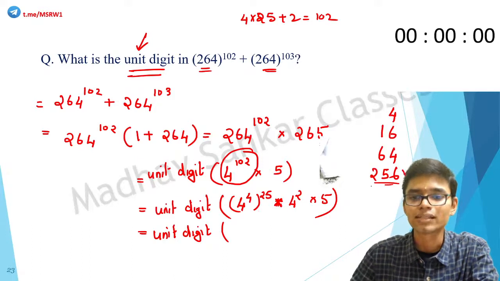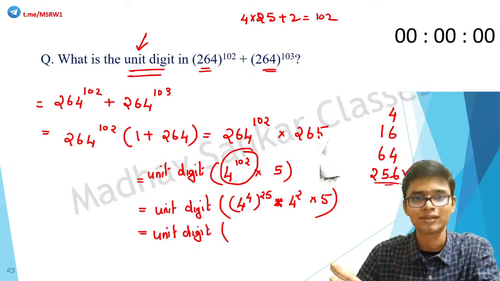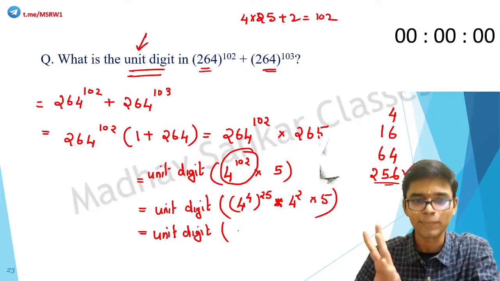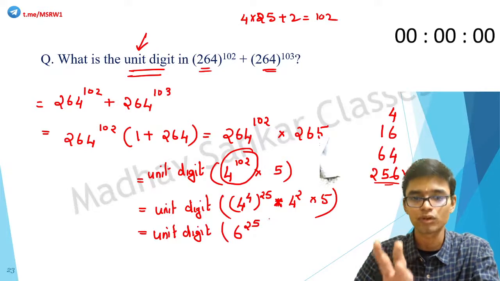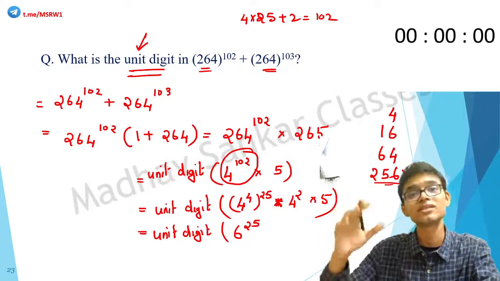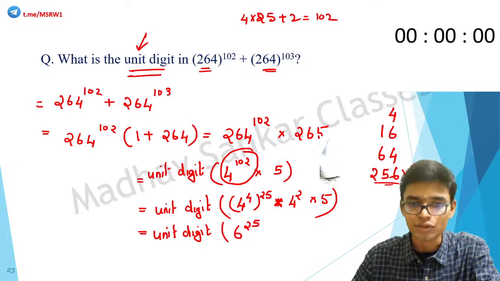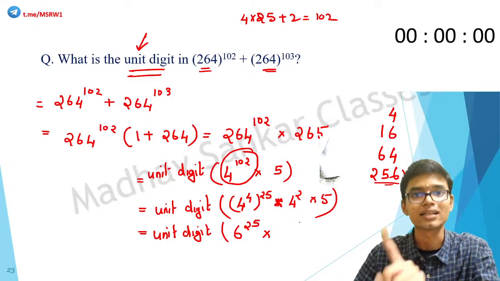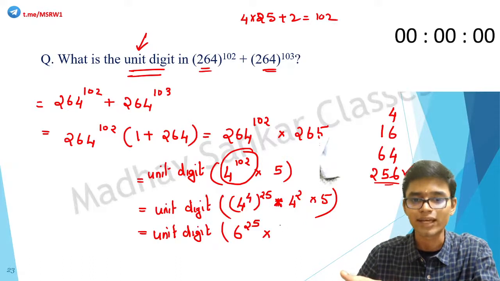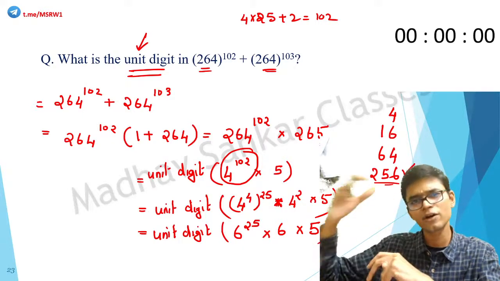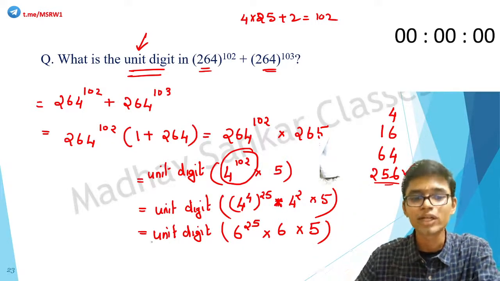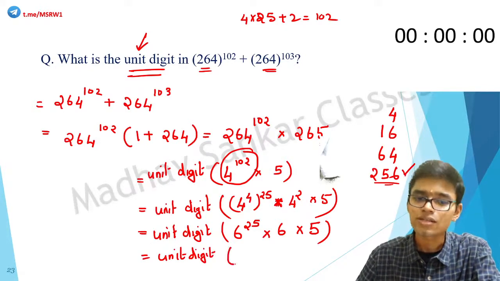All right. And now we are going to find out the unit digit of 4 raised to 4, which is 256. So it ends with 6. So we can rewrite 4 raised to 4 to the power of 25 as the unit digit of 6 to the power 25, into 4 square, which is 16, so it ends with 6. Again 6 into the last number 5. So this is 6 raised to 25. Any power of 6 ends with 6. So the unit digit in 6 to the power 25 is also 6 only.